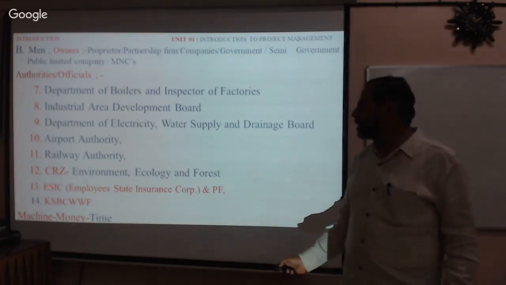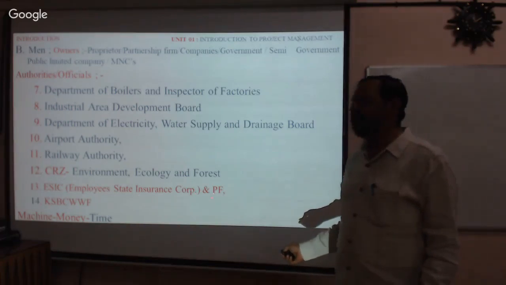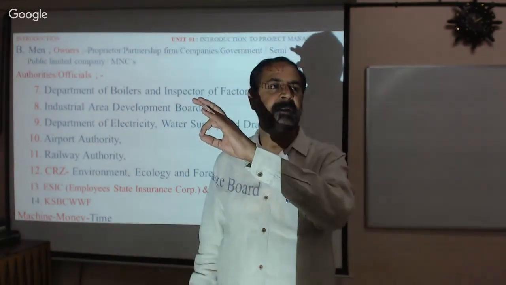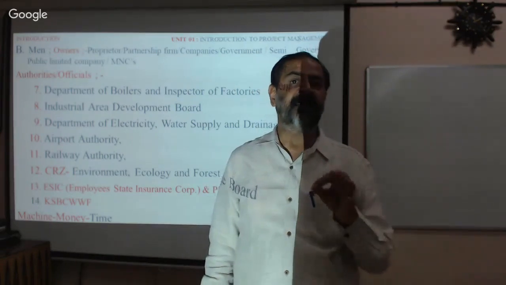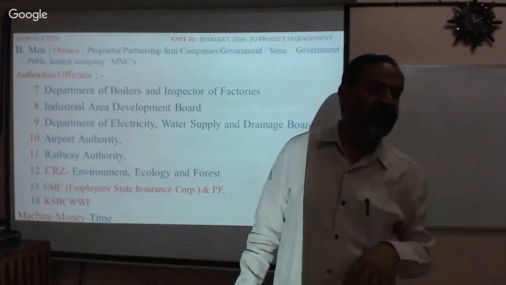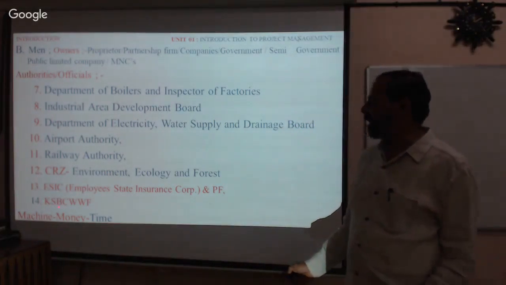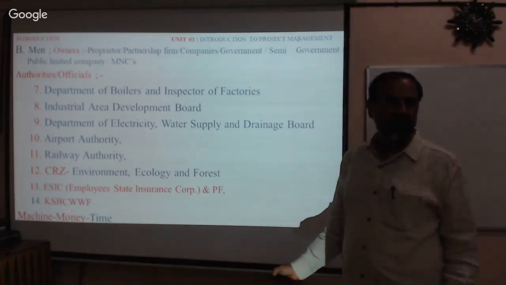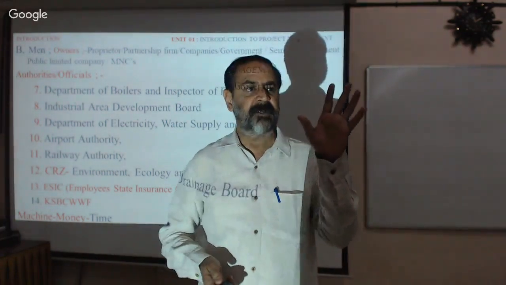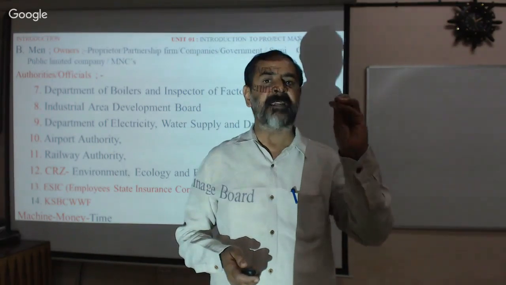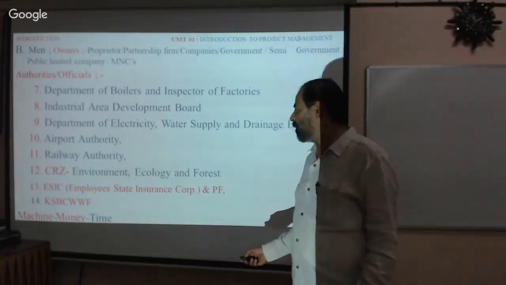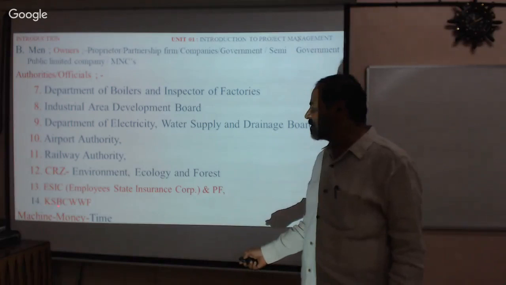Isn't it? Like, that is the Employees' State Insurance Corporation and PF, Provident Fund. It is necessary for all the employees to get their names registered, and it is a central government department authorized to look after the welfare of the workers. Similarly, we have another one, that is the Karnataka State Building and Other Construction Workers Welfare Fund. There is huge money available. That is 1% of the estimation cost. If your project cost is more than 10 lakhs, then 1% should be paid. The owner has to pay 1% of the construction cost, that is the estimated cost, to this department.